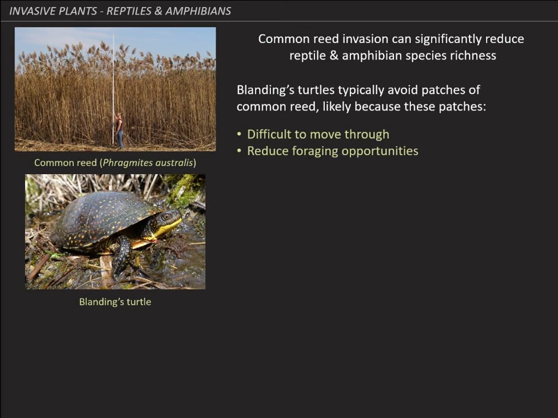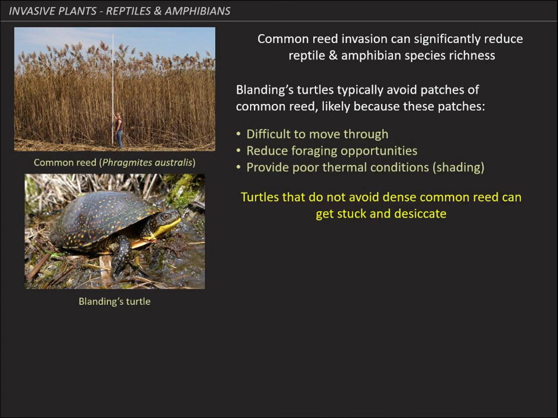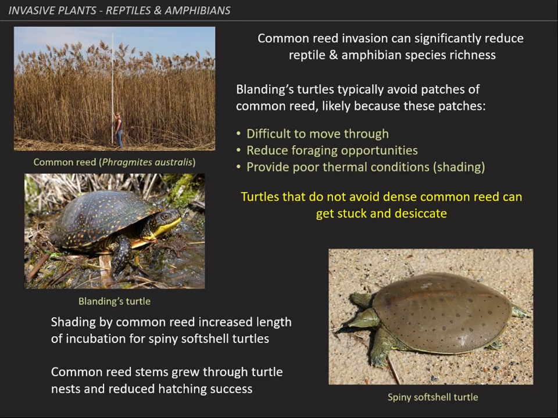The dense cover and shade reduce foraging opportunities for turtles, and the shade creates poor thermal conditions for turtles. When turtles don't avoid areas of dense common reed, they can get stuck and desiccate. Shading by common reed has also been found to increase the length of time turtle eggs require for incubation, and in some cases, the stems of common reed have been documented growing through the eggs in turtle nests, further reducing hatching success.